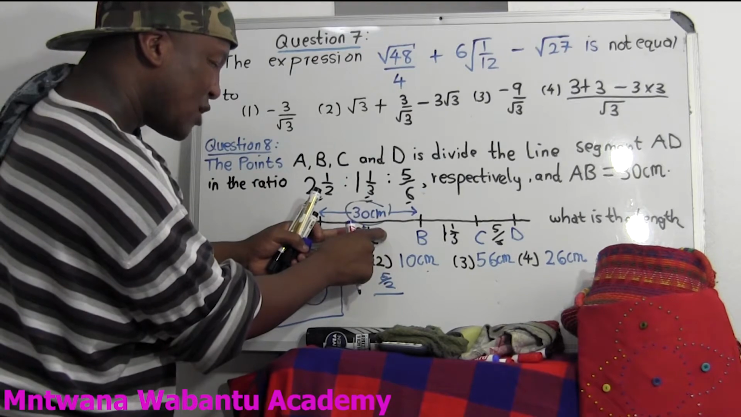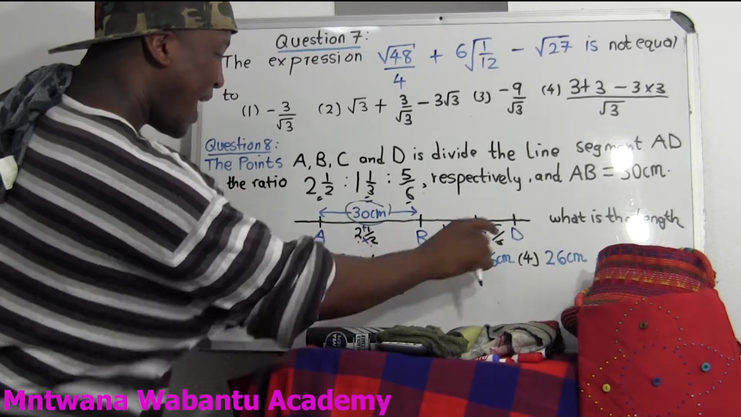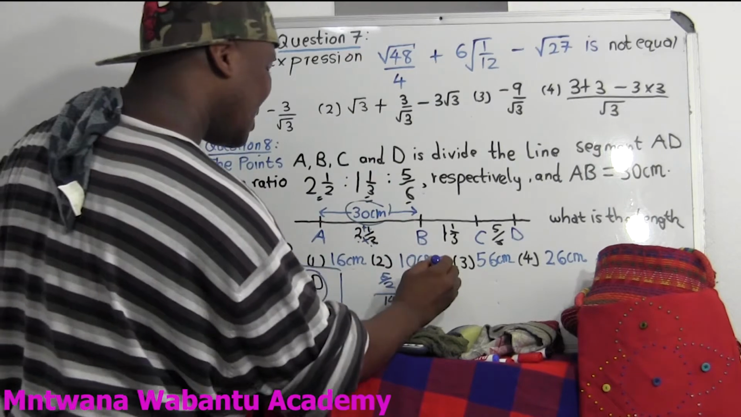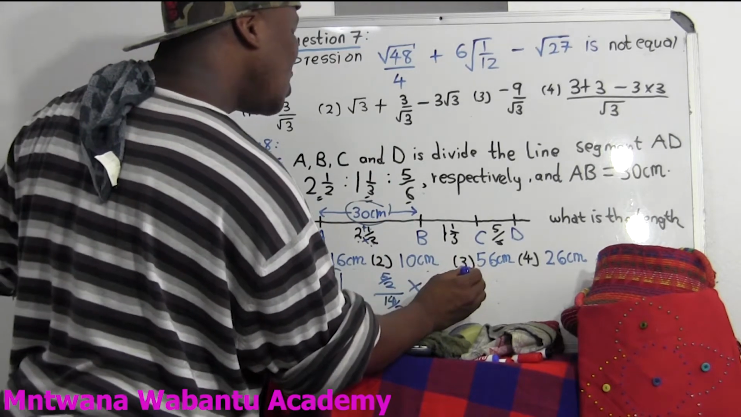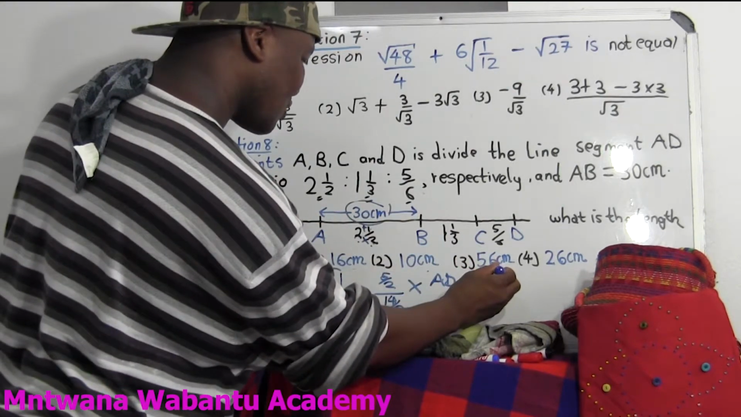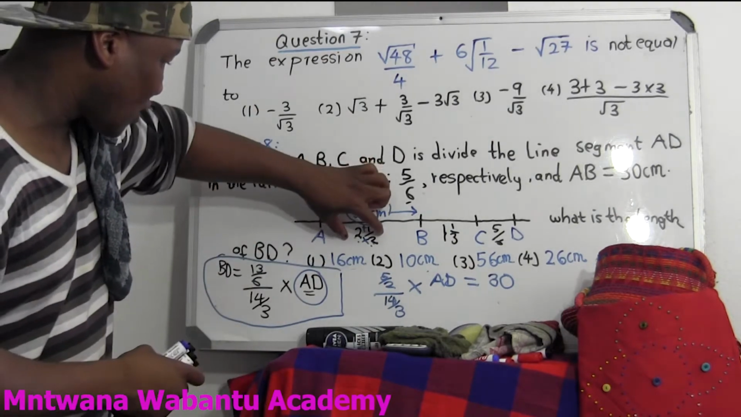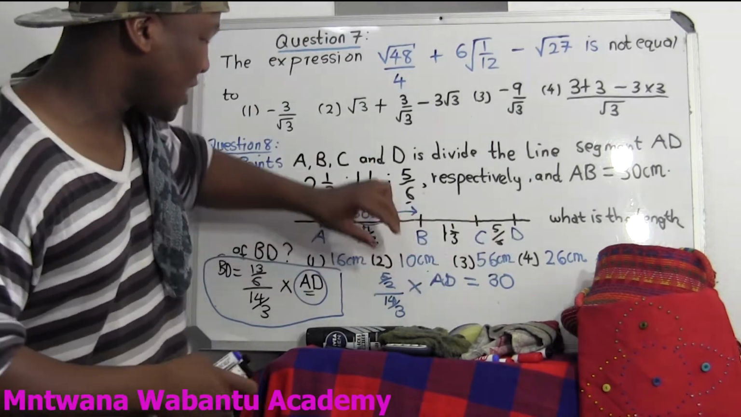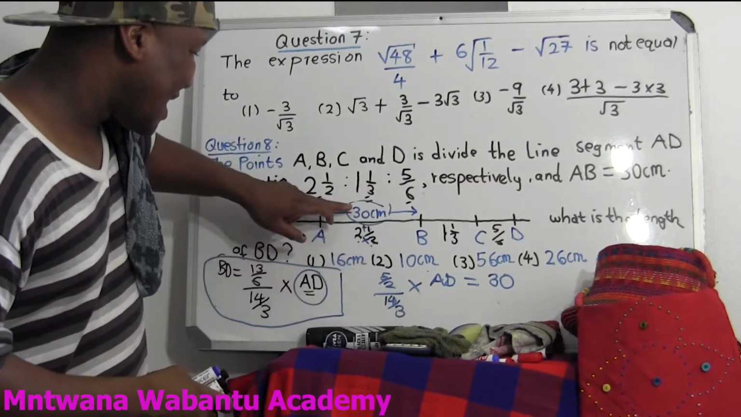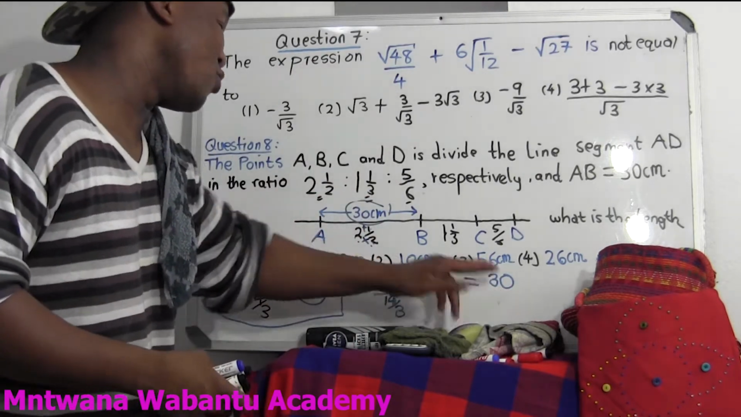So let me take a ratio of this AB, which is 2.5, that is 5/2, over the sum. If you add all of them, it's 14/3. Then I multiply by everything, AD, which I don't know. But we know the value of this AB. They give us 30, so this is equal to 30. I'm going to say it again, guys, just in case: you take the part of the ratio, divide by the sum of the ratio, and then multiply by the total. The reason I chose this one is because they have given it to me. So when you multiply that, it's going to give you 30.